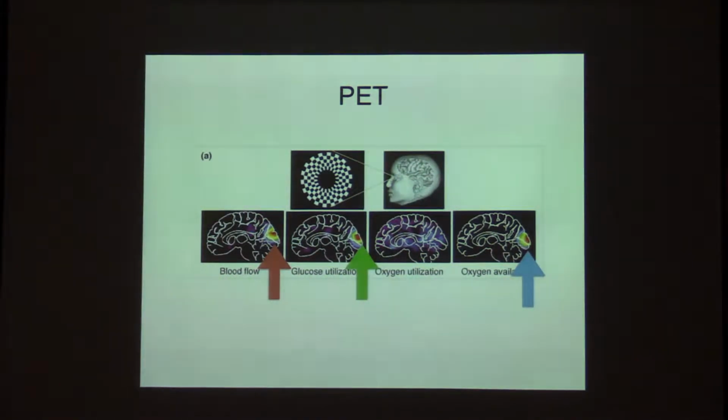What that means is that if you have more blood flow, but you're not using that much oxygen, then you're getting more oxyhemoglobin. Yes? Does that make sense for everybody? So not that much oxygen is being used, but you're getting a lot of blood flow inside. So that's why oxygen availability increases.